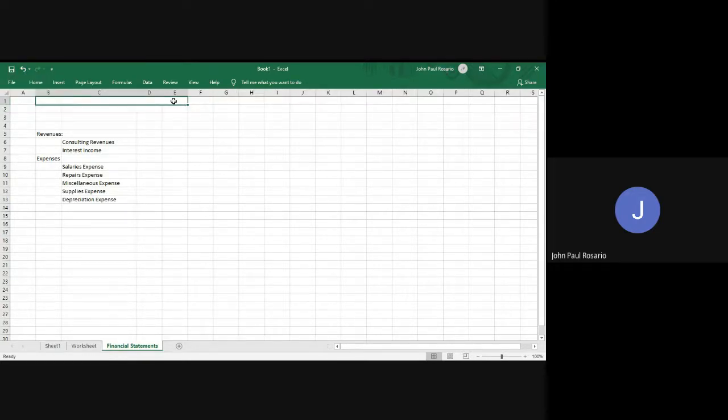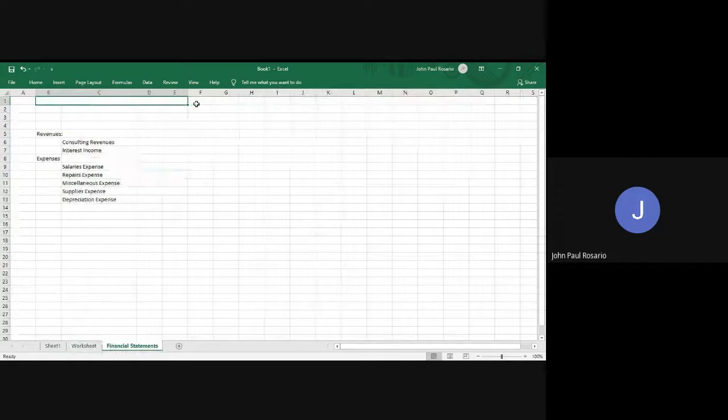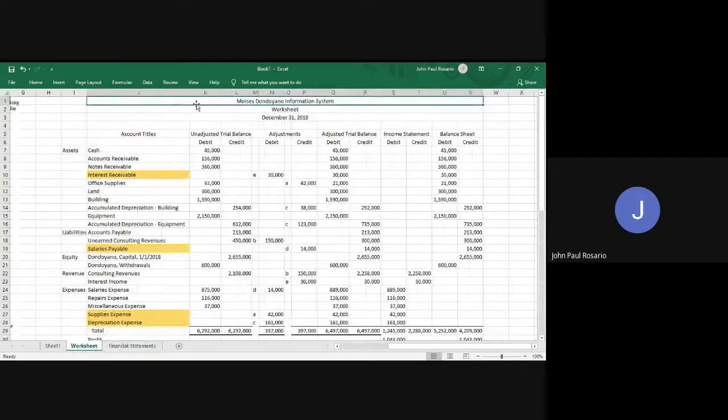Engagement center. So we copy the name of the company. And then the name of this financial statement is income statement. And then its period covered, so for an income statement, is this for the year? Likely it is for the year. So for the year ended December 31, 2018. Okay? So the amounts we will use are those amounts in our worksheet.